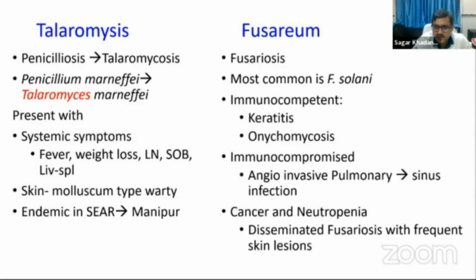Fusarium, we do not see much, whereas the most common species is Fusarium solani. Immunocompetent patients can get keratitis. In immunocompromised patients, it can give rise to angioinvasive pulmonary and sinus infection. They are usually associated with cancer patients and neutropenia.